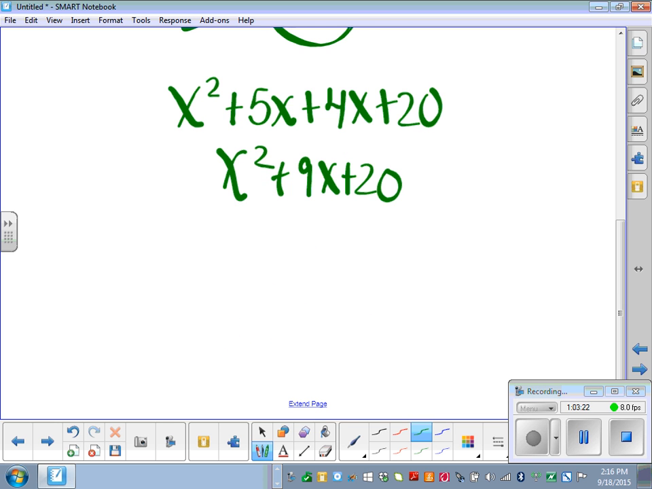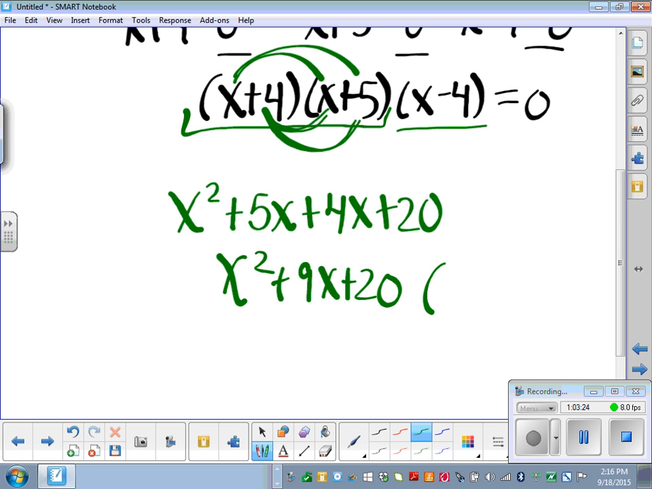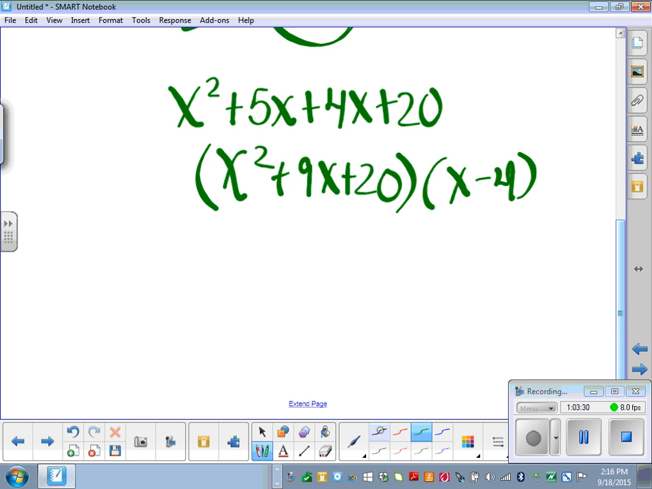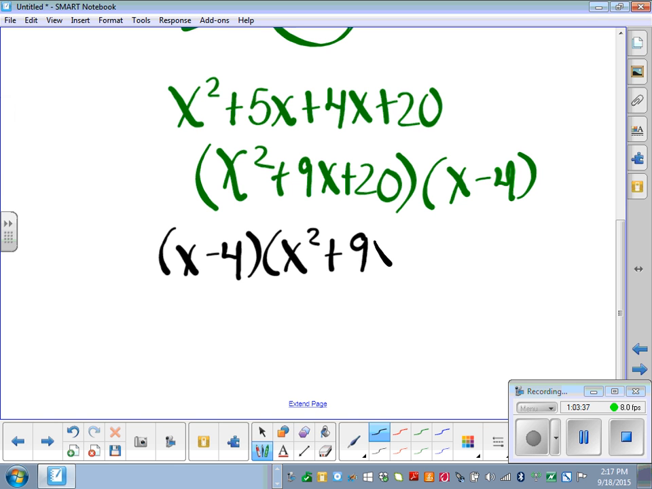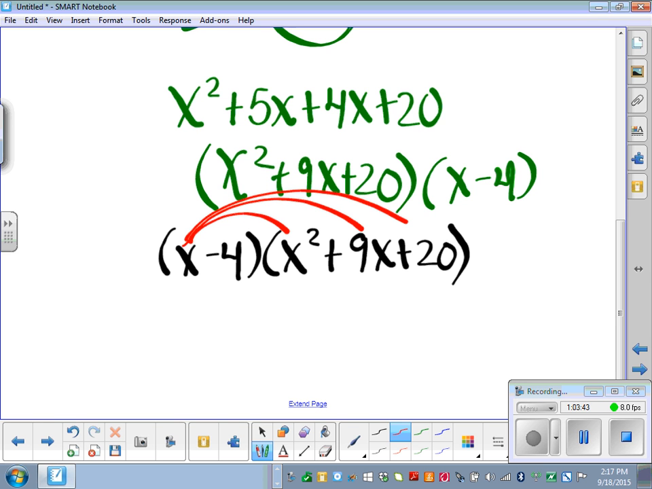And now multiply in that other factor, x minus 4, into those things. And we've got to distribute. I like to write this x minus 4 in front. So we have that, and then x squared plus 9x plus 20. So then from there, you'll distribute x through to each term, and then you'll distribute this -4 through to each term, and then you'll combine like terms. You're going to have some things cancel out here, and that's going to be okay.